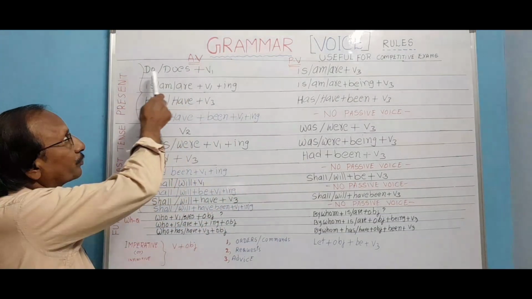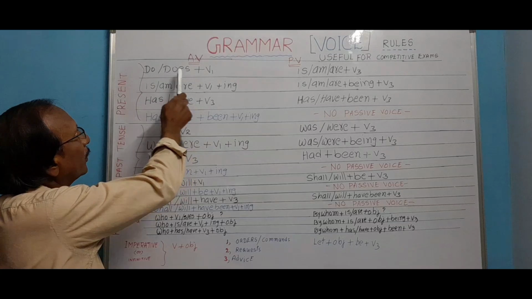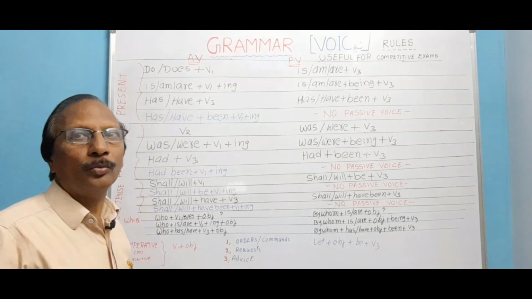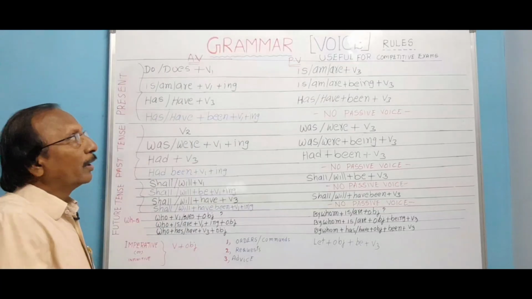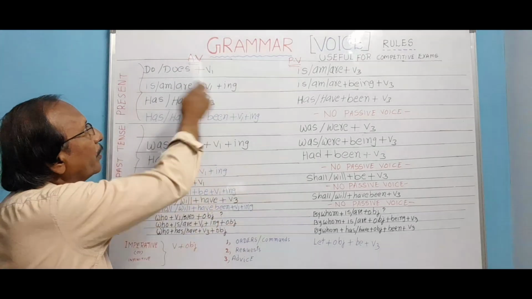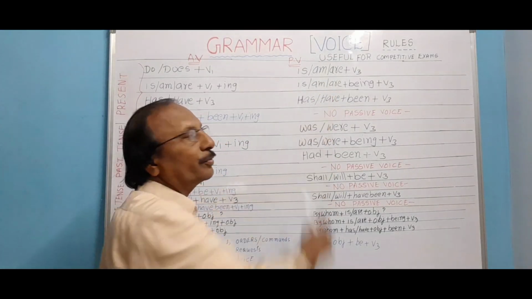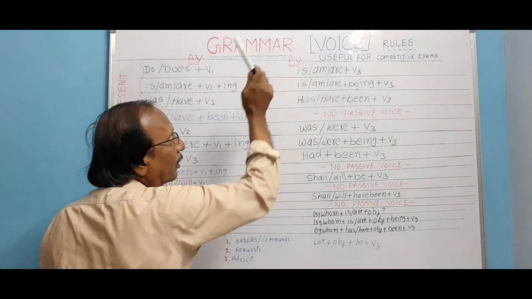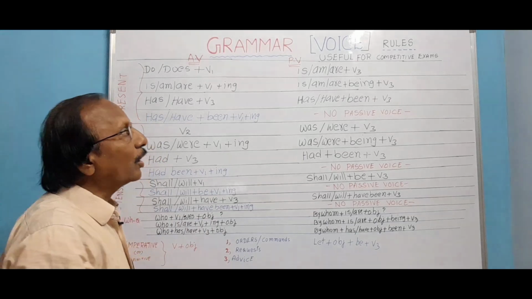Look here, this is simple present. Simple present active voice: do, does plus V1. If it is first person I, first person plural we, or third person plural they, we apply do. And for third person singular he, she, it, we apply does. And then V1. It is changed into is, am, are plus V3. If it is first person, are or am will come. If it is third person, is will come. Let us see how it is applied.